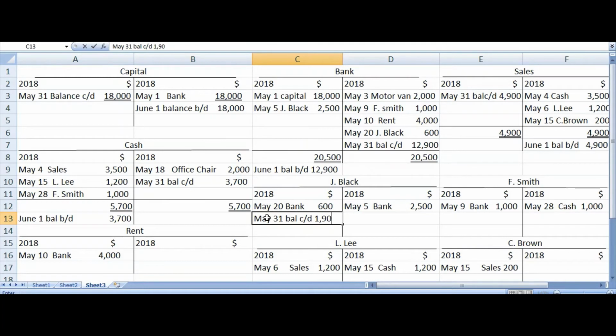1,900, that is. And then when we add that to 600, this side is now 2,500. 2,500, so both sides now agree. We can go ahead and draw our lines.